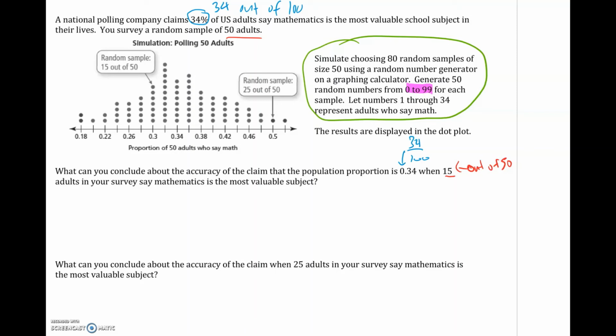Okay, so how do we analyze this? Well, let's first look at our data. This 15 out of 50 is 0.3. So we can see right here, 15 out of 50, 0.3 occurred this many times. So it occurs 7 out of 80 times.